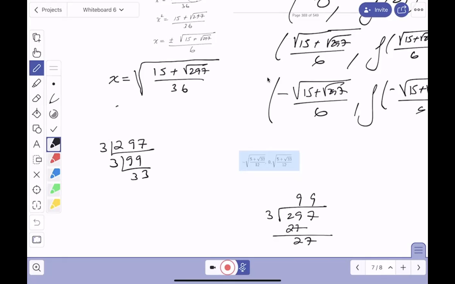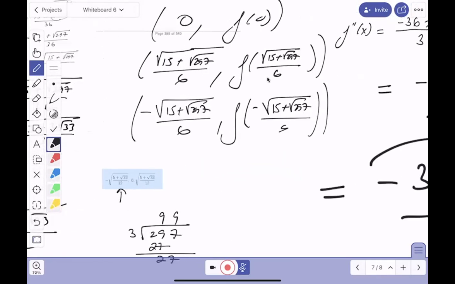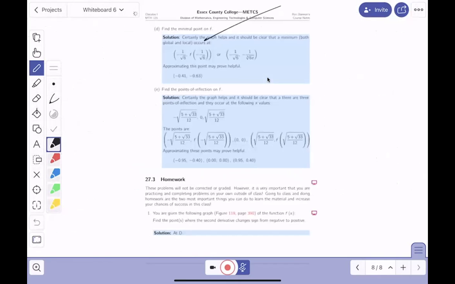So this is what they did. I'm not saying what I did was wrong. I'm just saying what they did. And then they reduce that. And what would they get? They divide by 3. That would be 5 plus root 33. 3 goes into 36 12 times. That's how they're getting these numbers over here. Really the same numbers. My numbers are the same. So we did get the points of inflection. All right, let's go back over this.